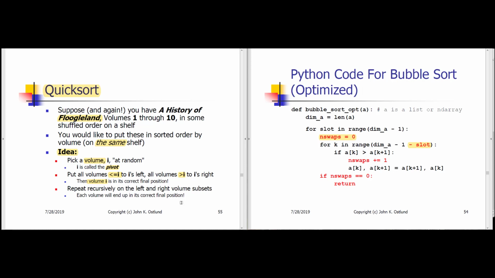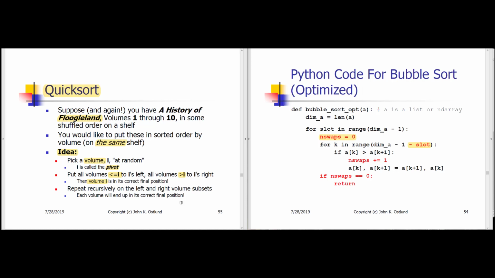We've now subdivided our problem basically into three parts. We've got the volumes to the left of I, and then we've got I, and then we've got the volumes to the right of I. Now I is already in the correct spot, so we don't need to worry about it. And what we'll do is quicksort the values to the left of I, and quicksort the values to the right of I. If we quicksort the values to the left of I, then each one of those volumes is going to end up in its correct position.